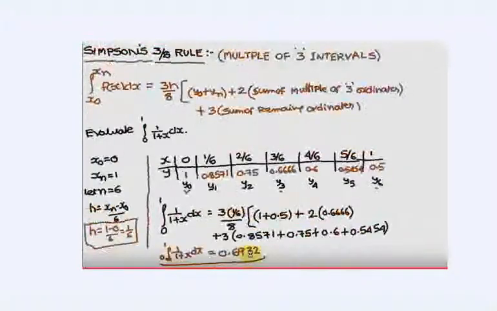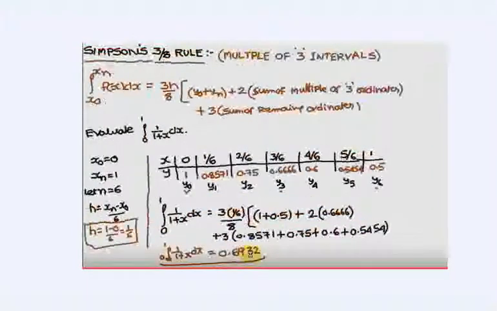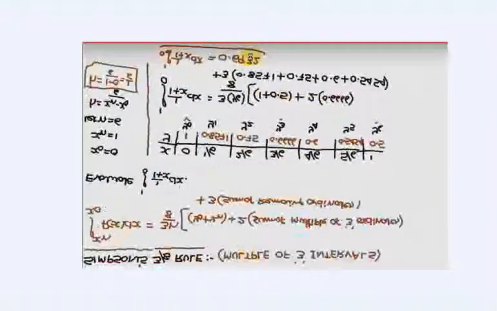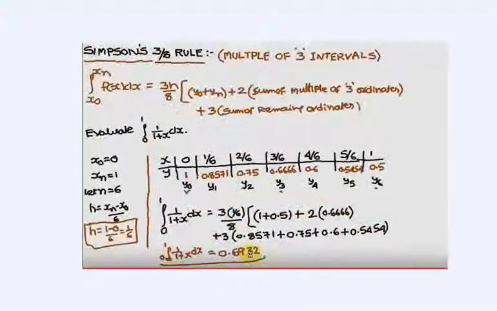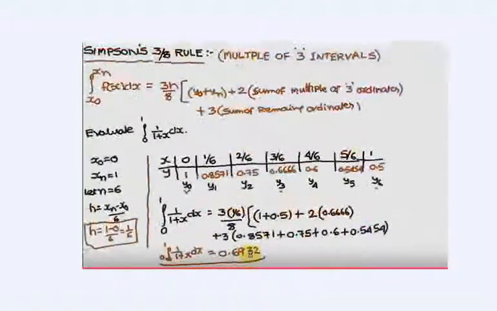So this is our question. The lower limit is 0, the upper limit is 1, of 1 over 1 plus x dx. As we can see from the lower and upper limits, x naught is equal to 0 and x n is equal to 1, where n is given in the question as n equal to 6. N has to be a multiple of 3 in Simpson's 3/8 rule, and it is already given, n is equal to 6.